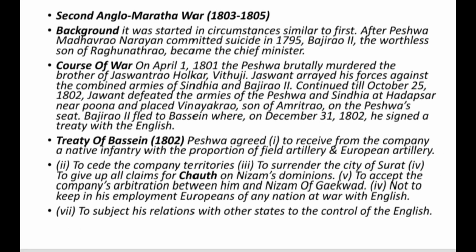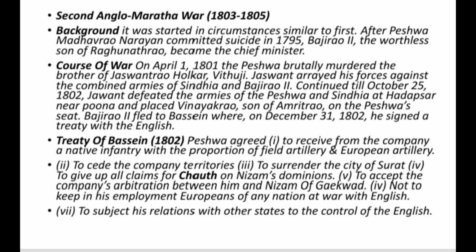Now, the Second Anglo-Maratha War, 1803 to 1805. Background: the Second Anglo-Maratha War started in circumstances similar to those of the first. After the Peshwa Madhavrao Narayan committed suicide in 1795, Bajirao II, the worthless son of Raghunath Rao, became the Peshwa, and Nana Phadnavis, a bitter foe of Bajirao II, became the chief minister. Divisions among the Marathas provided the English with an opportunity to intervene in Maratha affairs, and the death of Nana Phadnavis in 1800 gave the British an added advantage.